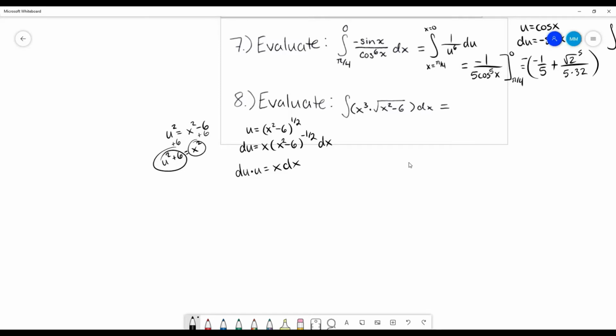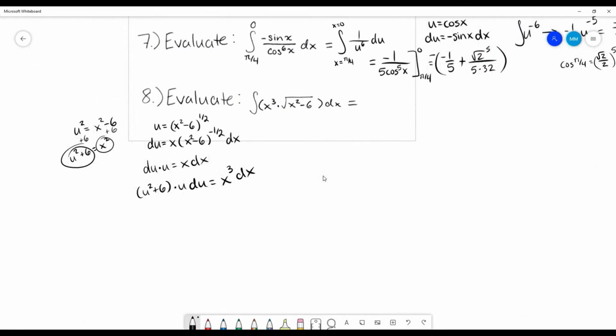So then if I have an x squared times an x, that's going to get me that x cubed that we want to get rid of. So then I can have u squared plus 6 times u times du is going to equal x squared times x, or that x cubed. Now we have a u value, which takes out that, and we have this, which takes out that x cubed. And now, as convoluted as that was, we can plug it all back in.